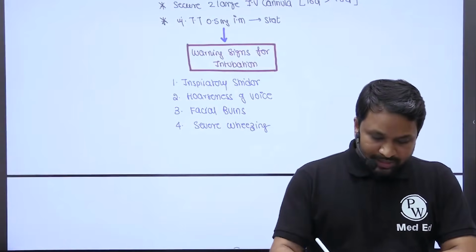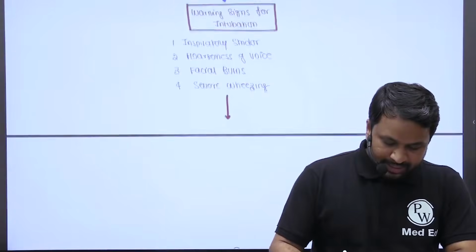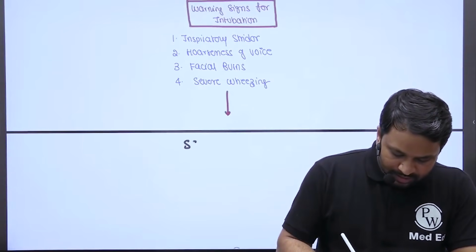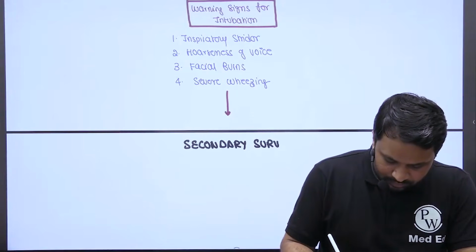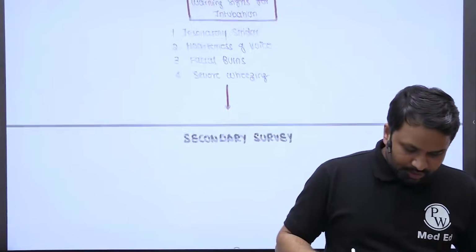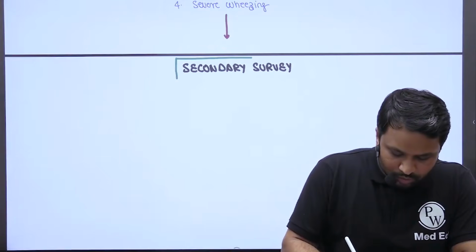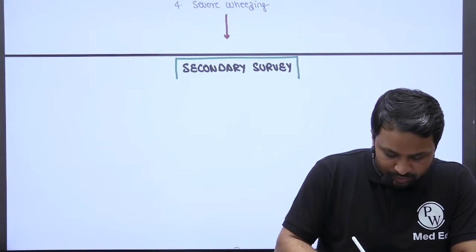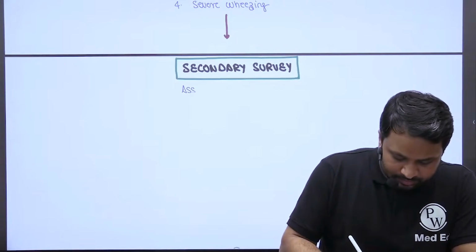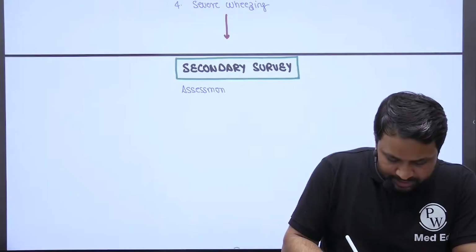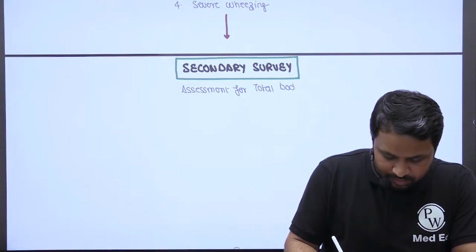Now, if there are no warning signs for intubation, the last thing that you have to take up next is the secondary survey. Take the patient for secondary survey. In the secondary survey, I hope everybody understands, this is where you are going to look for the percentage of body surface area burnt. This is going to be the assessment for total body surface area burnt.